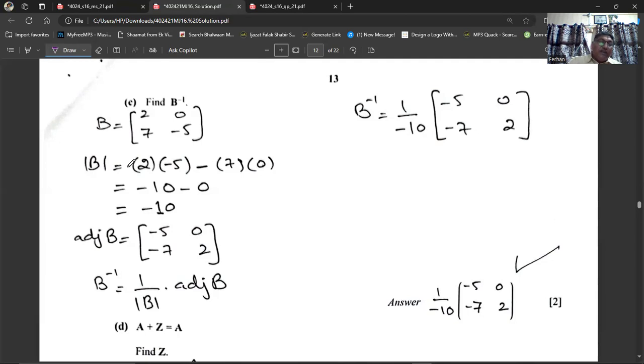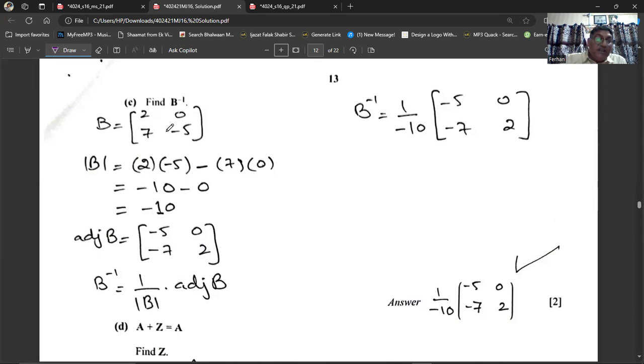So for the B determinant, you multiply these two with each other, you get -10, you write it in here, and then 7 will multiply with this member, which is 0. So 7 multiplied by 0 is 0. So you will have -10 minus 0. So the determinant value is -10. Then we will find the adjoint of B.